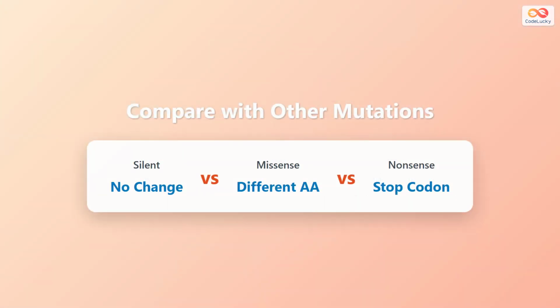To fully understand silent mutations, it's helpful to compare them with other types of point mutations. In a silent mutation, there is no change to the amino acid sequence. In contrast, a missense mutation results in a different amino acid being incorporated into the protein, which can alter the protein's structure and function. A nonsense mutation is even more severe, as it creates a premature stop codon that terminates protein synthesis early, resulting in a truncated and usually non-functional protein. Silent mutations are the least harmful of these 3 types.